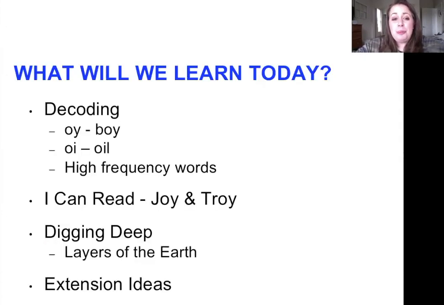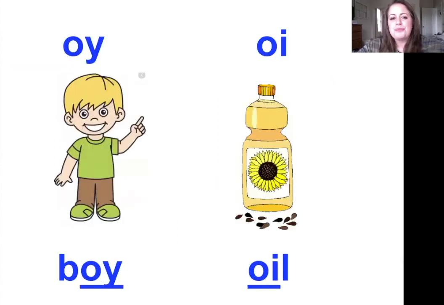Today, we will be decoding words with the OY pattern, the OI pattern, and some high frequency words. We will be rereading an I Can Read passage about Joy and Troy, those two characters. We will be rereading a sleuth passage titled Digging Deep about the layers of the earth. And then finally, at the end, I will share some extension ideas with you.